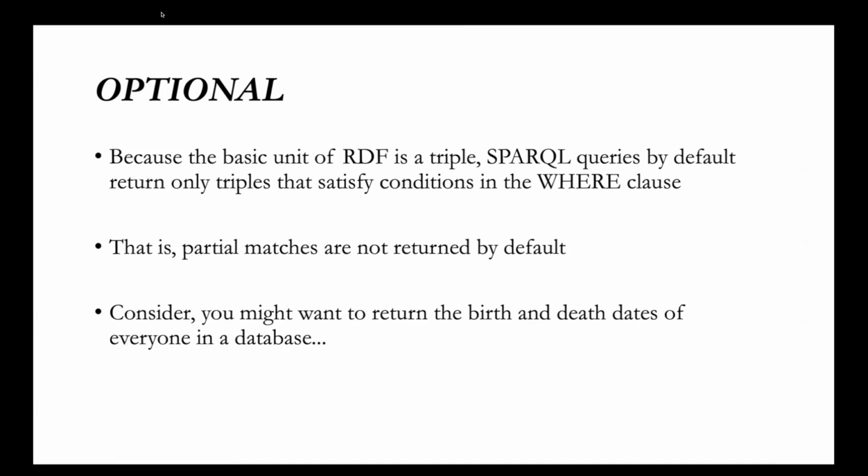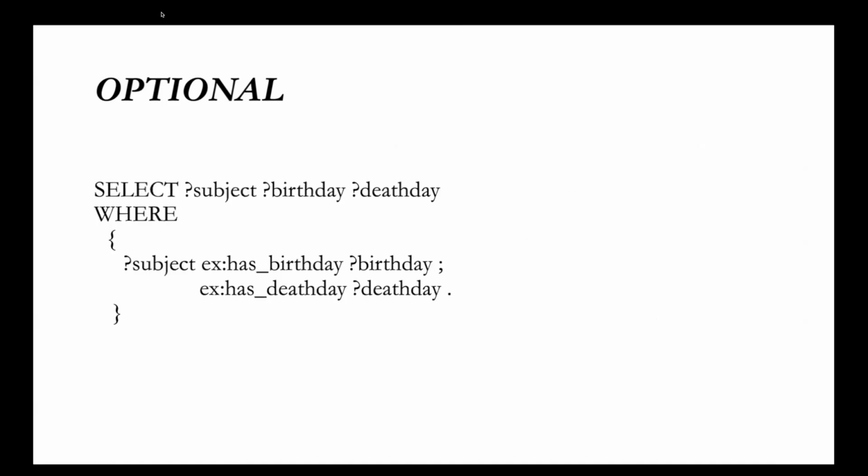For example, you might want to return the birth and death dates of everybody in a database. Like subject, birthday, death date. Return whatever satisfies the where clause for those variables. Now the subject, in this example, I just put EX, that's my example prefix. Example has birthday, some birthday. Example has death day, some death day.